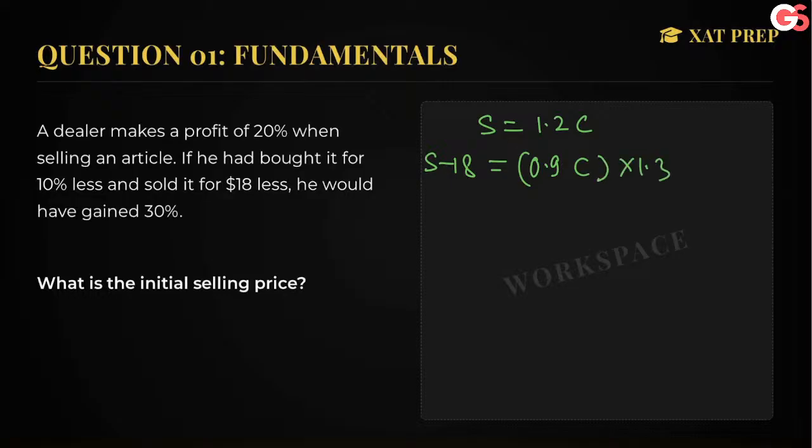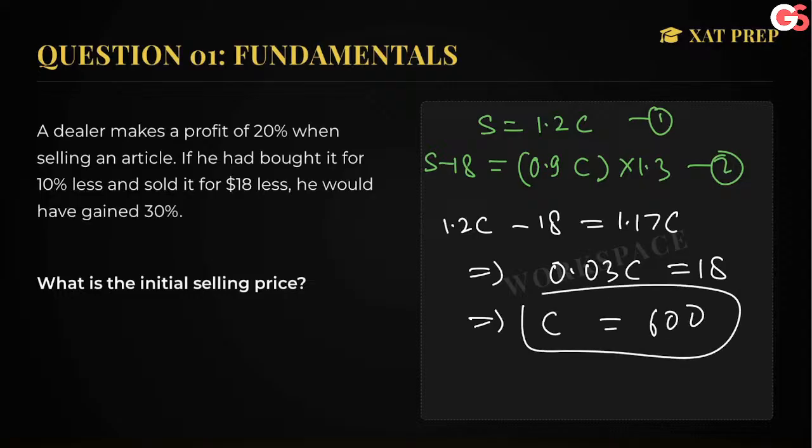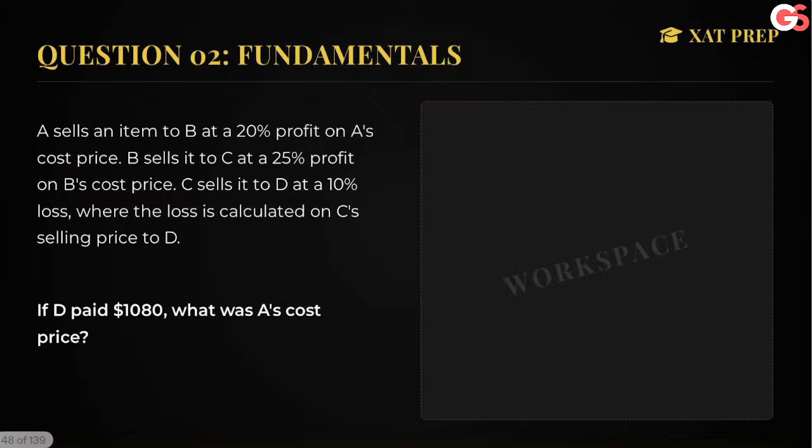So in the first expression, I can put the value of S in terms of C in the second expression, which makes it 1.2C minus 18 is equal to 1.17C, which gives you 0.03C is equal to 18. And now I hope all of you know how to divide things quickly, right? C will be 600. Clear? Next. A sells an item to B at 20% profit.